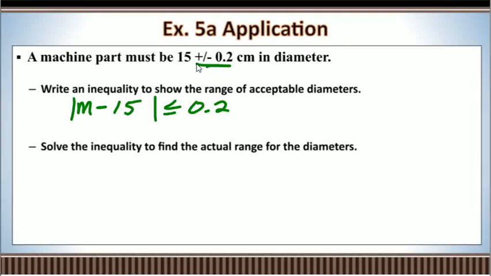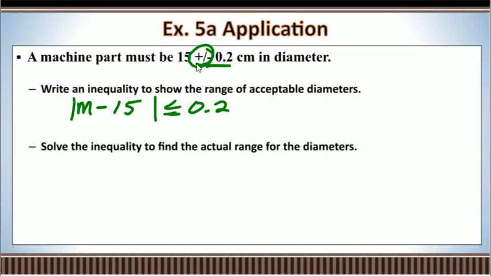And why did I have less than or equal to? So it can't be more than 0.2 in either direction. So that's why it has to be less than or equal to. So it can equal 0.2. And the absolute value is because of this part.